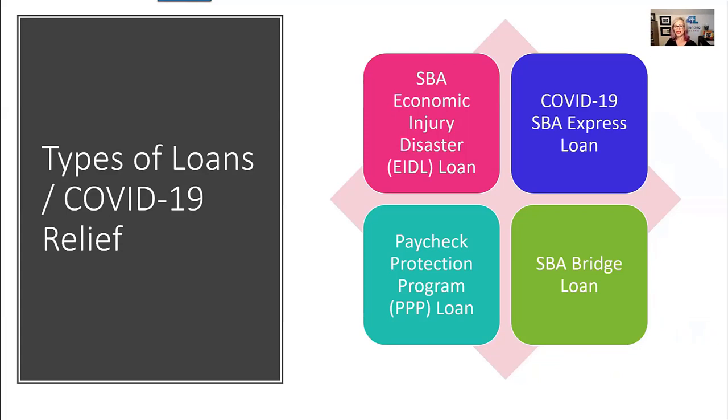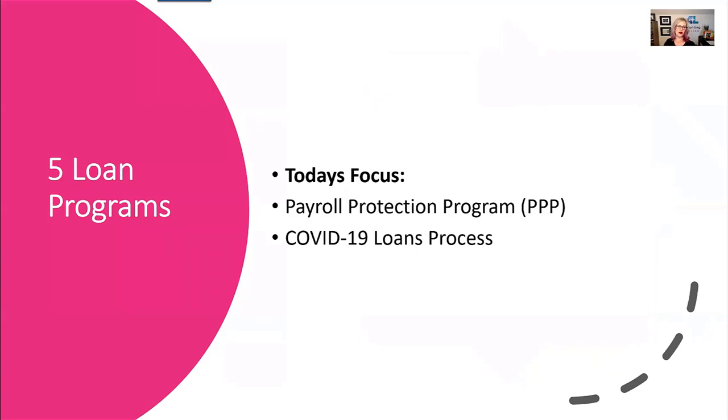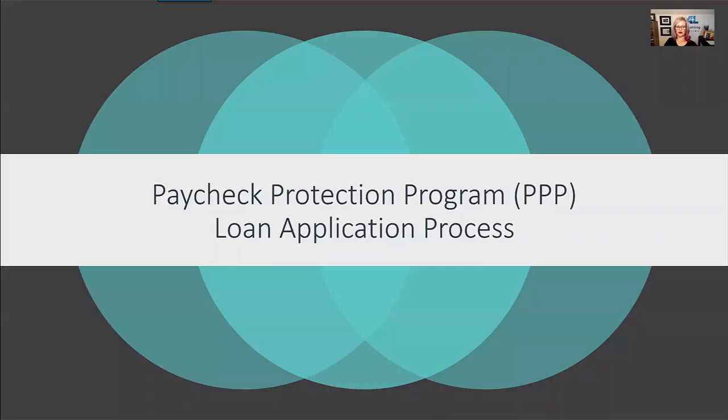And then there's also the SBA Bridge loan. That one's probably one of the loans that's being utilized the least right now, but if you needed to maintain, you could go ahead and apply for that one. And then there's also some state agencies that are offering some loans, so really, you could say that there's 5. But let's go ahead and focus on the first one, which is the Paycheck Protection Program.